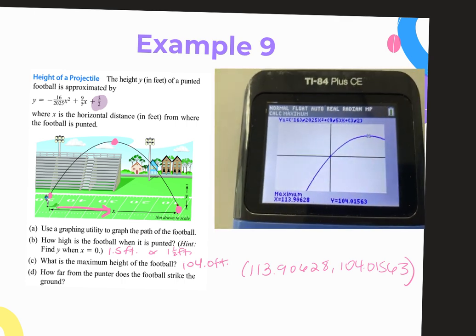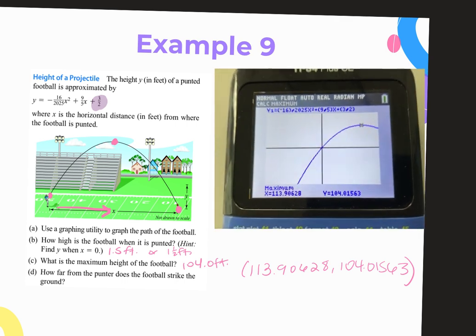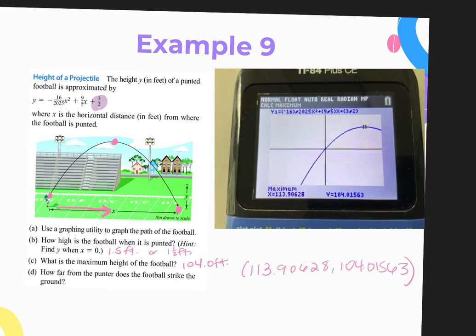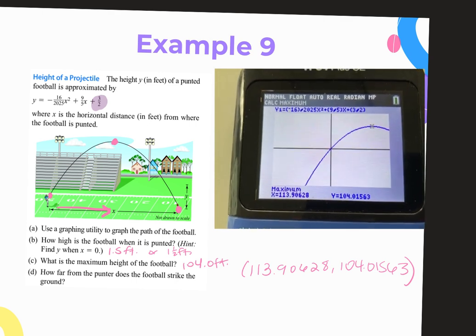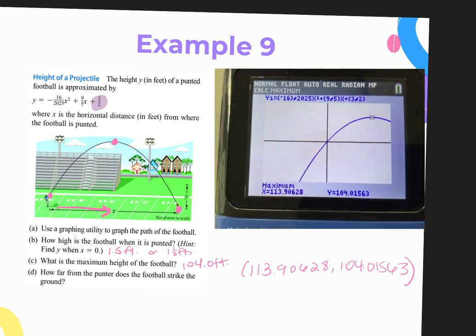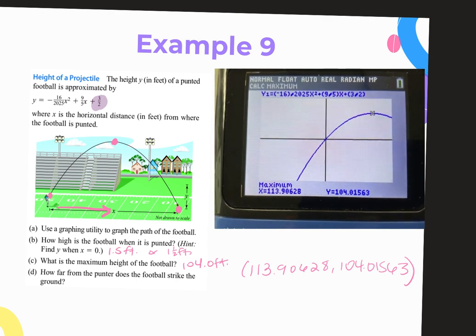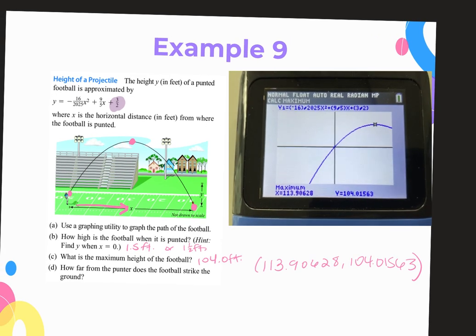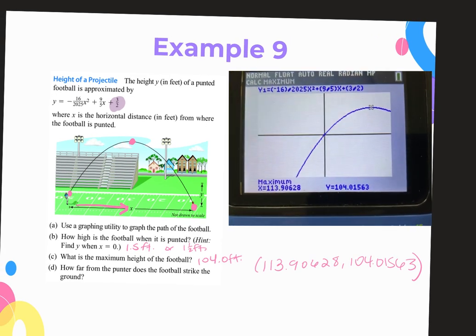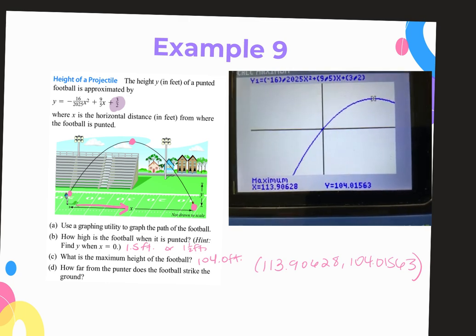Now, if it had asked, how long after it's punted does it hit the max? Now you're looking at the x value, right? Now I would say 113.9, does it say seconds? It doesn't even give it, okay? That's how long it would take to get there.